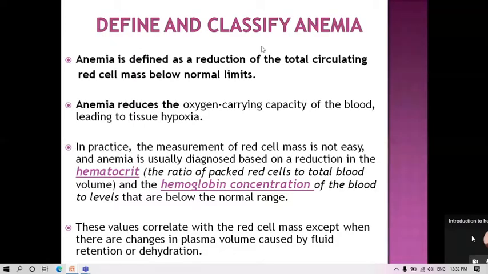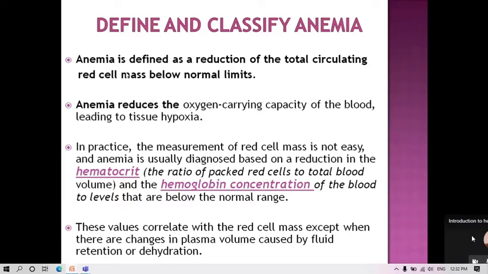The next objective is to define and classify anemia. So anemia is defined as a reduction of the total circulating red cell mass below the normal limit. Anemia reduces the oxygen carrying capacity of the blood, so it leads to tissue hypoxia.